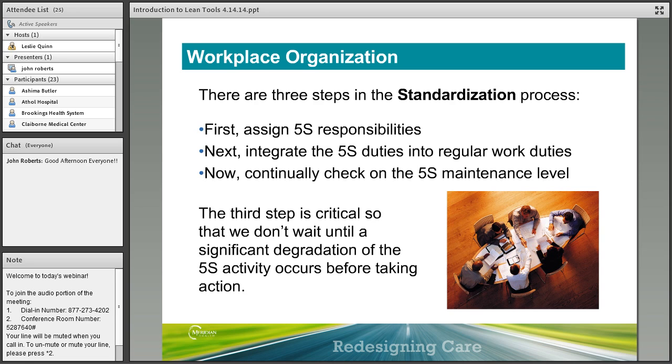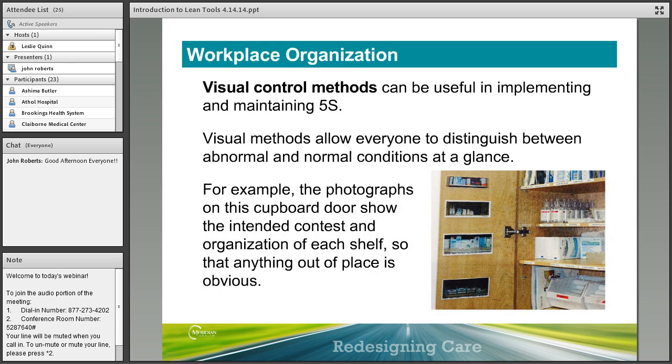The next step in the process, the 4th step, is to standardize the changes that we've made and put controls and checks in place to make sure that the practices that we've redesigned stay in the process.